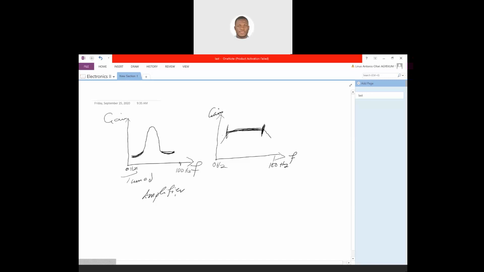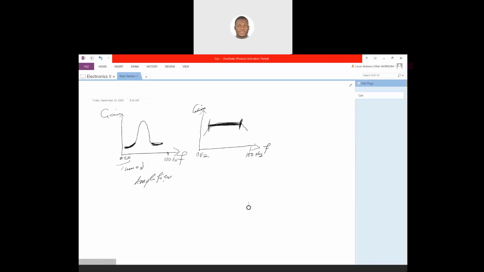However, for the tuned amplifier, you have the gain falling at lower and higher what? Frequencies. But with the wideband amplifier, the gain is constant at a wide range of what? Frequencies. So what we have here is what we call the wideband amplifier.